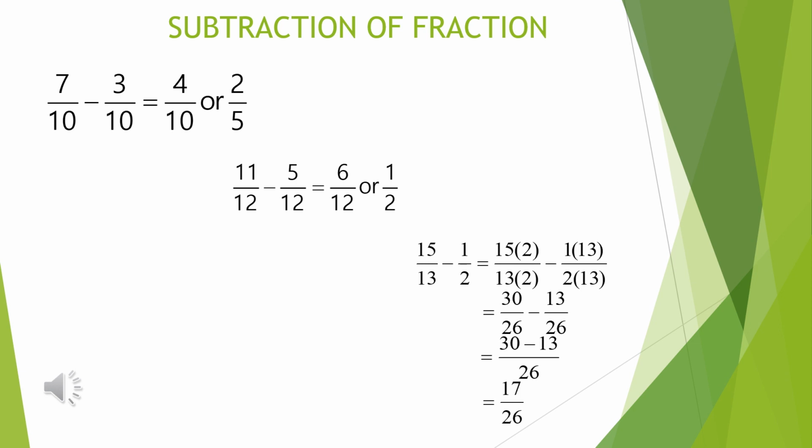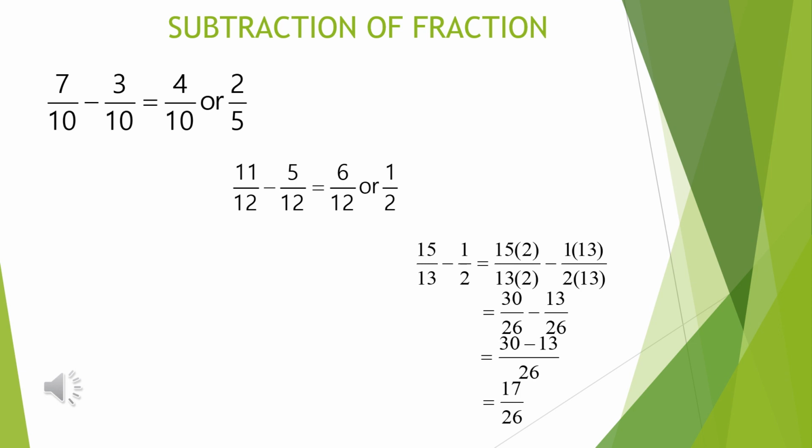We have another number, 15/13 minus 1/2. What is the LCD of 13 and 2? The LCD of 13 and 2 is 26. Now, we are going to change the given fraction into fraction having the same denominator, which is equal to 26. We multiply the numerator and the denominator by 2. On the other side, we will multiply it by 13.